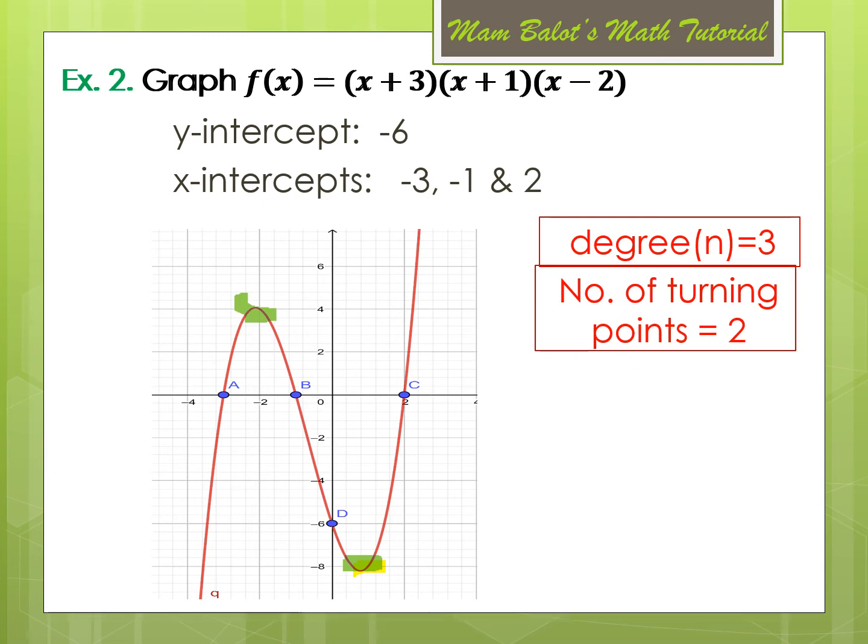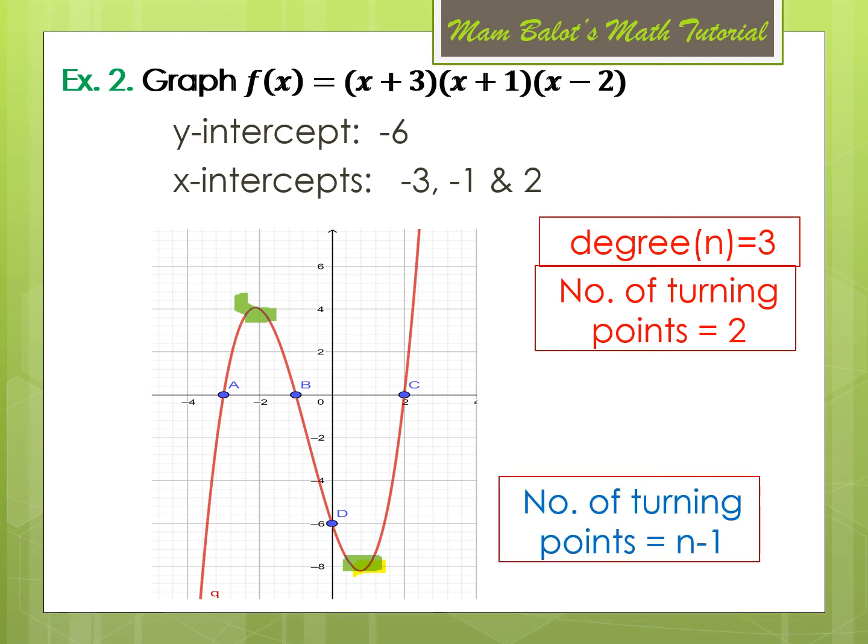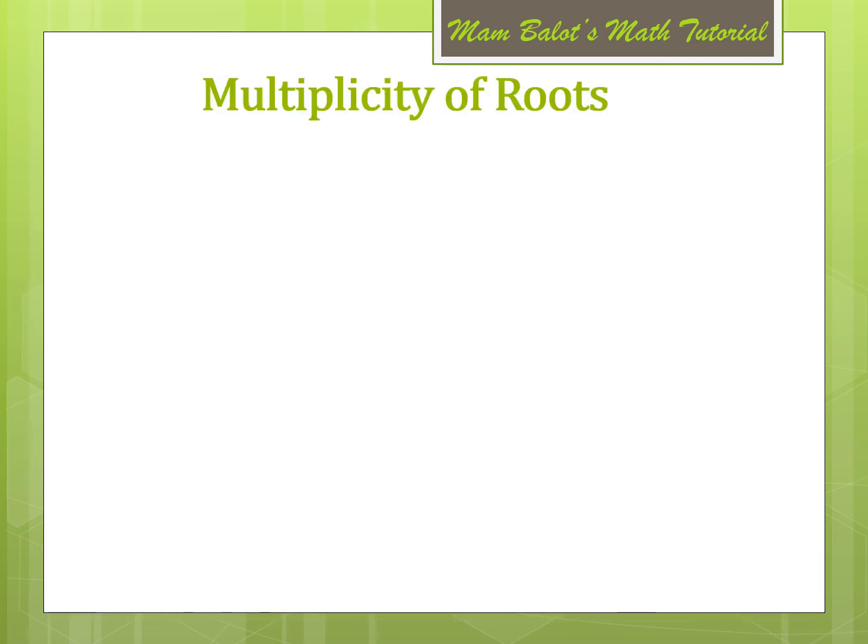Now, if we relate the number of turning points to the degree of the function, we can observe that it is just 1 less than the degree. So therefore, the number of turning points is equal to n minus 1. So whatever the degree of our function, we just subtract it by 1 to know the number of turning points of our graph. Now let's have the multiplicity of roots.